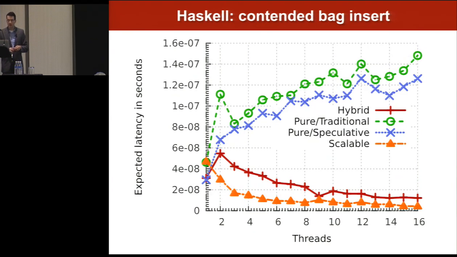Now, if we look at a contended insertion on the bag, so this is still a single bag, not a nested data structure. We've got all threads hammering on the same bag, trying to insert data at the same time. And here we're looking at the average cost of an operation. So lower is better. And we can see that the pure variants, the pure data in a box variants, are not getting a parallel speedup here. They're getting a parallel slowdown. Individual operations take longer in the presence of more threads.